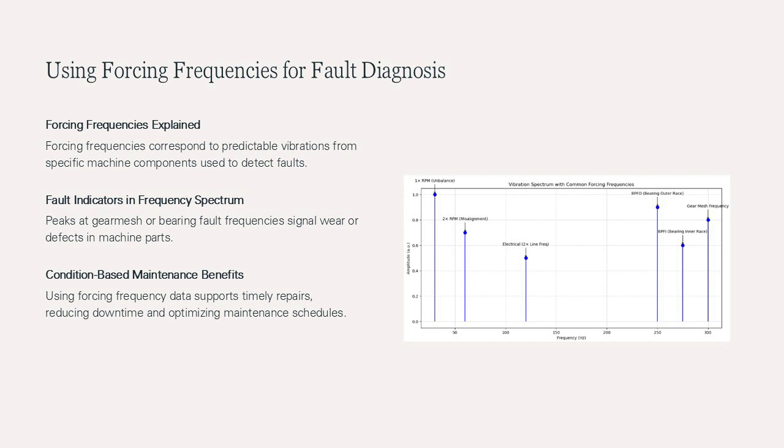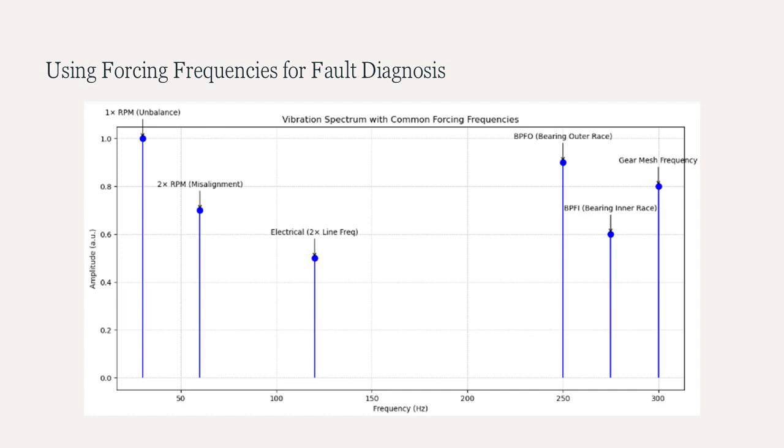This method enables condition-based maintenance, reducing unplanned downtime and optimizing repair schedules. Accurate identification of forcing frequencies and their representation in the spectrum is therefore critical for effective vibration analysis and machine reliability. Here is the visual chart showing common forcing frequencies and their associated machine faults in a vibration spectrum.